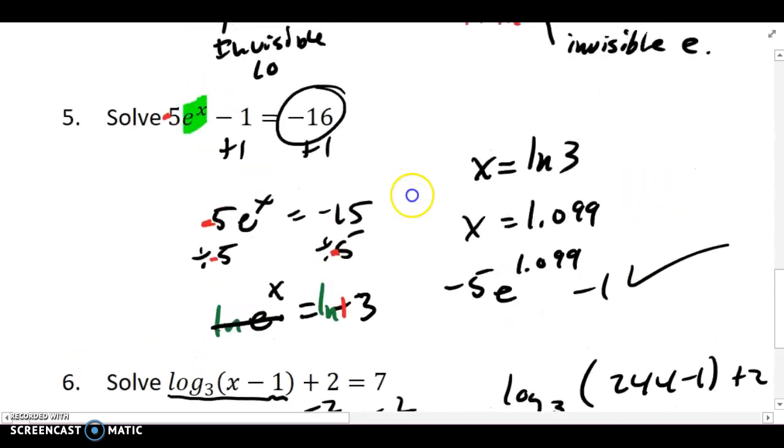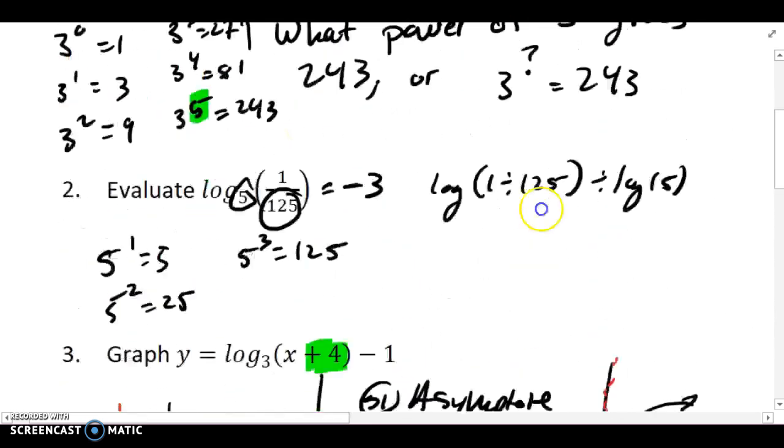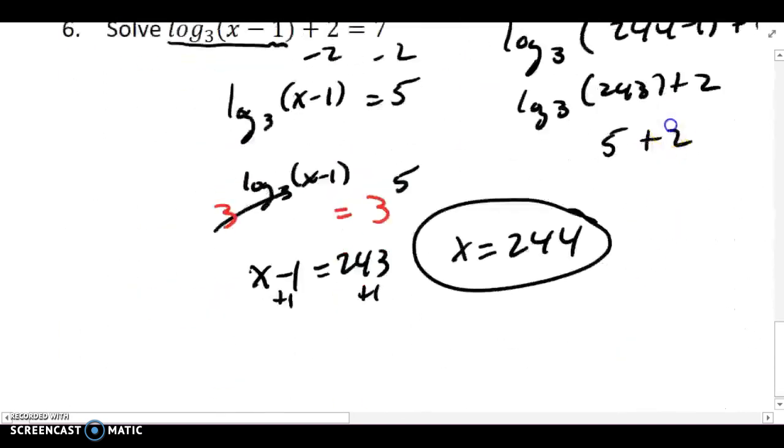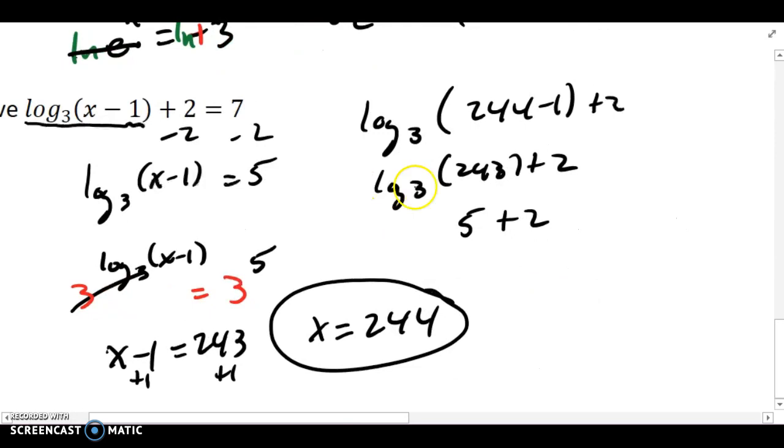We actually did that right in the beginning, if you remember, up here. Right here. So that's 5. Right here, yeah. So that's 5. 5 plus 2 is 7. I got a 7. What do I need? I needed a 7. So we're good.